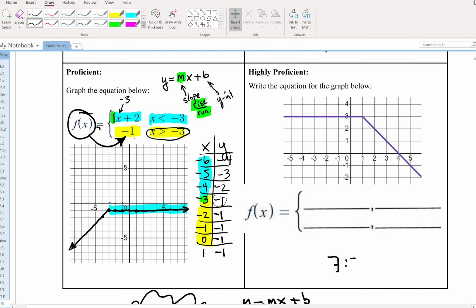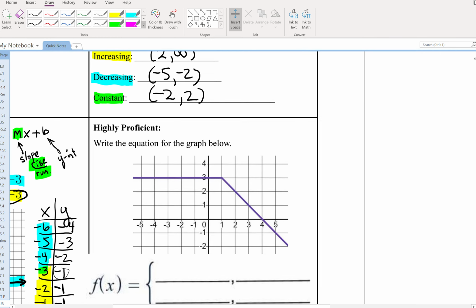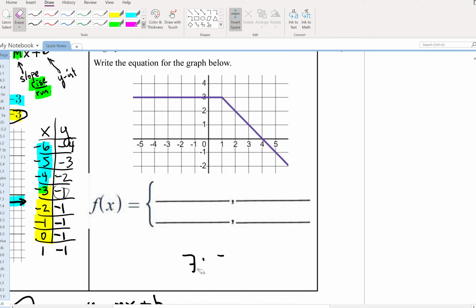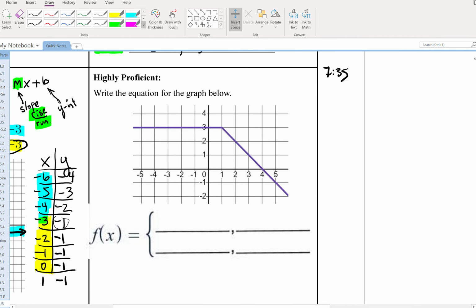All right, so 735, we'll move over here. I'm going to write it right over here, 735. Okay. Now, on this one, we have the graph when we have to write the equation. So again, we want to determine what is the slope of these lines and what is the y-intercept.